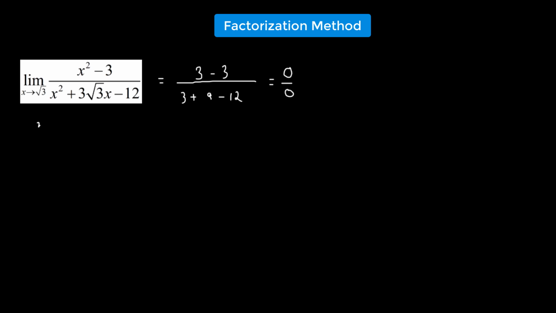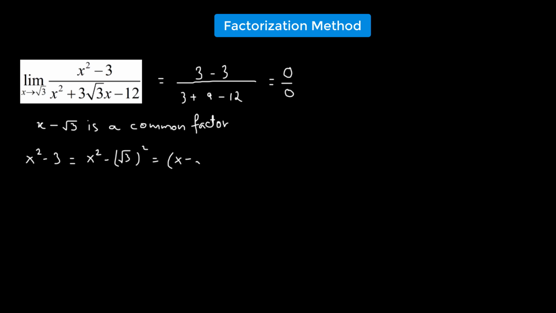So that simply means that x minus the square root of 3 is a common factor in both the numerator and the denominator. So we begin by factorizing x squared minus 3. So this could be written as x squared minus square root of 3 whole squared. And we apply the formula, not the identity, that this is equivalent to x minus root 3 times x plus square root of 3. Now we go to the denominator given by x squared plus 3 root 3 x minus 12.